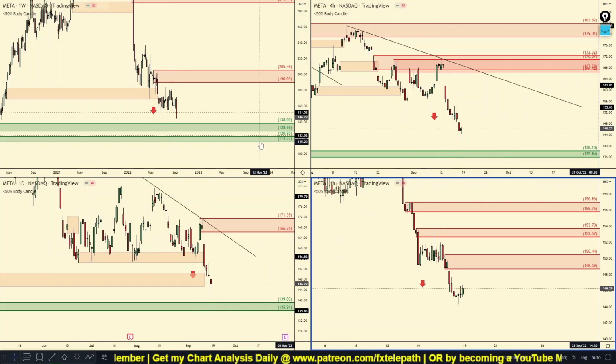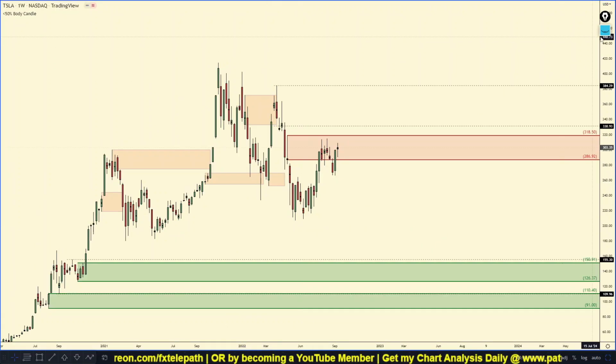So that's pretty much all I'm seeing here on Meta. All 4 time frames are trending down. So until further notice, until we can get that change of direction, it's shorts all the way. All right, on to the Tesla analysis here.